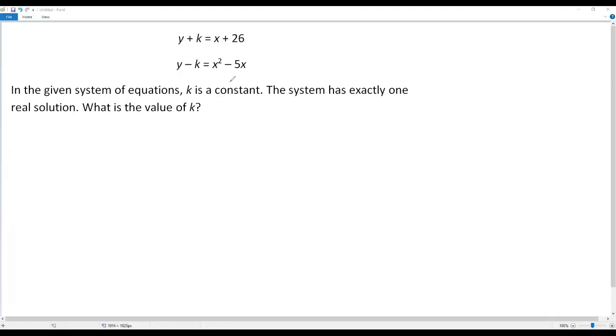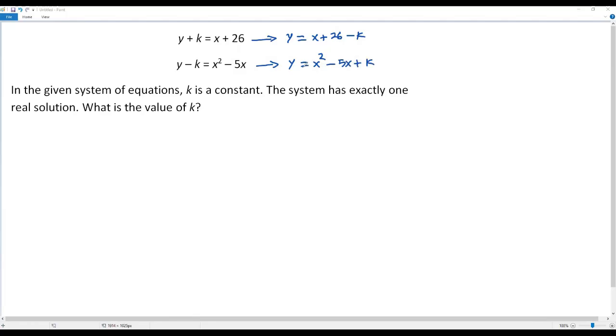Now the first step is to solve for y in each of the given two equations. To solve for y in the first equation, we have to get rid of this plus k. For that, we subtract k from both sides of this equation. Then I'm getting y equals x plus 26 minus k. Now to solve for y in the second equation, we have to get rid of this minus k on the left side. For that, we add k to both sides of this equation. Then I'm getting y equals x squared minus 5x plus k.